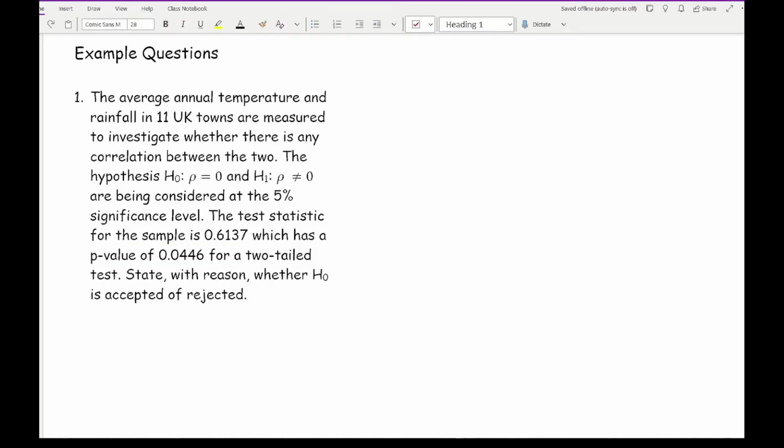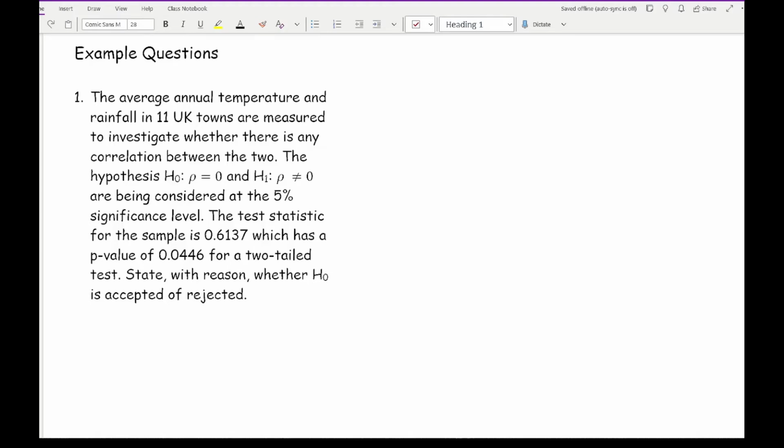So let's have a look at some examples to try and make sense of what I've just said. In this question it says that average annual temperature and rainfall in 11 UK towns are measured to investigate whether there is any correlation between the two. The hypotheses H0, the null hypothesis, rho equals 0, and H1, where rho is not equal to 0, are being considered at a 5% significance level.